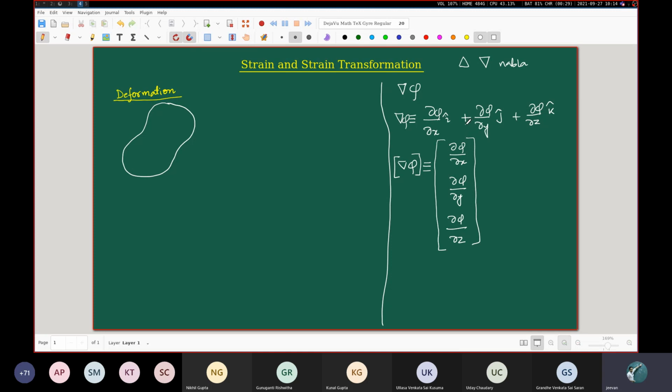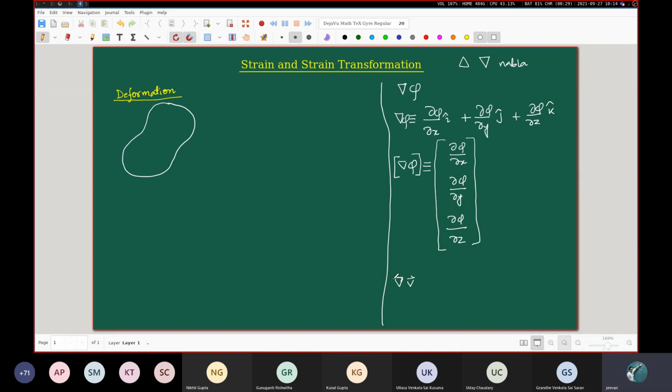Now the question is, and this is where things become a little bit tricky and we have to be careful, suppose we ask the question: what is the gradient of a vector?